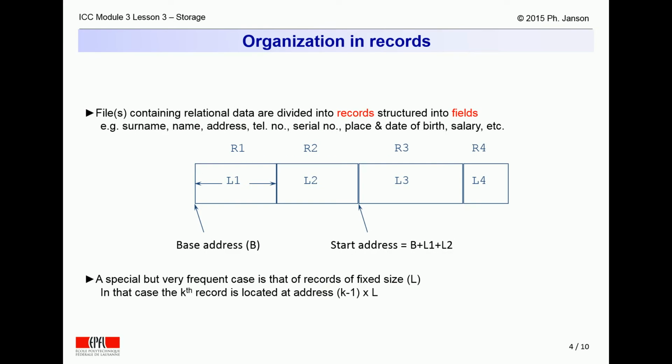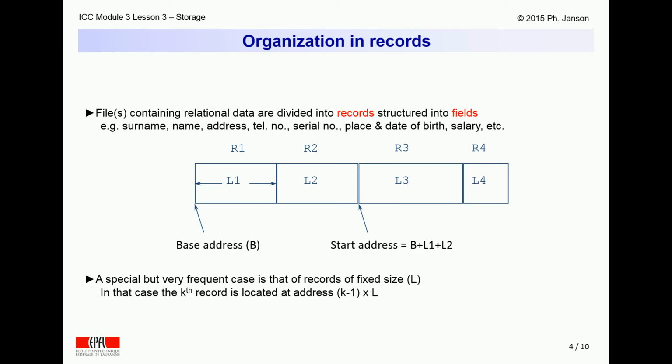Files containing structured relational data are divided into records and fields. One record corresponds to one row in a relational table. One field corresponds to each column in that row. A typical example of a record could be a sequence of fields such as in a human resources database: surname, name, address, telephone number, register number, place and date of birth, salary, etc. Records are stored sequentially within such data files, each record being located by its own base or start address.